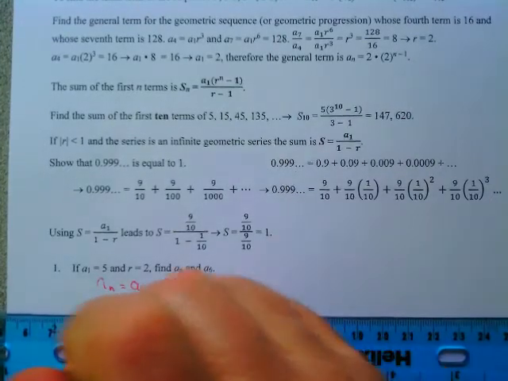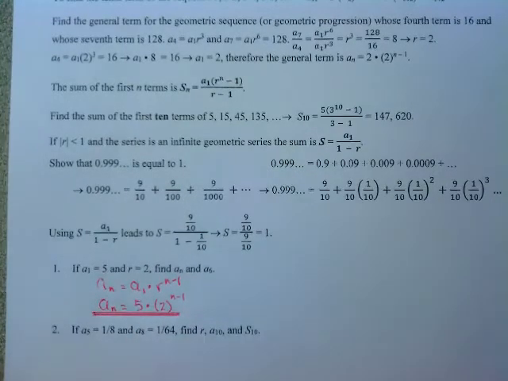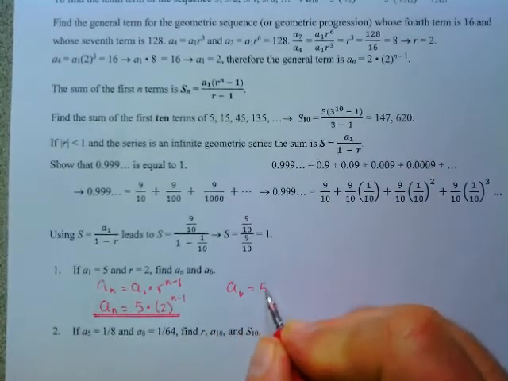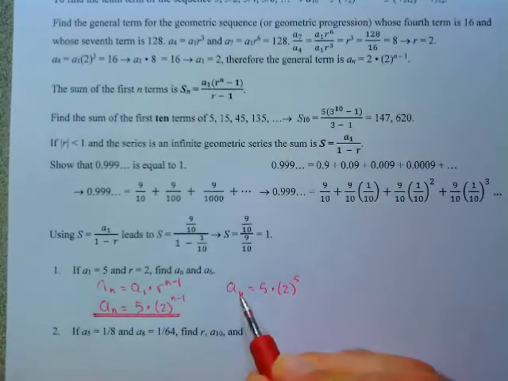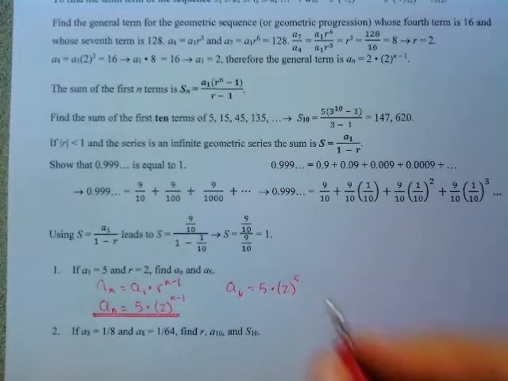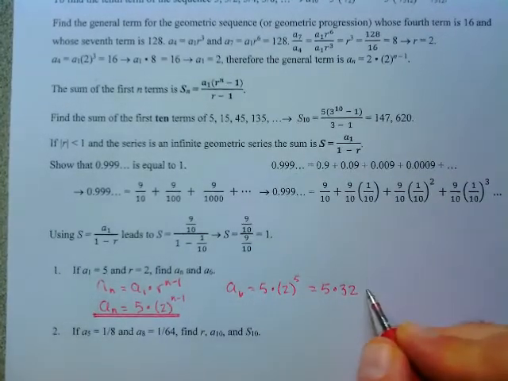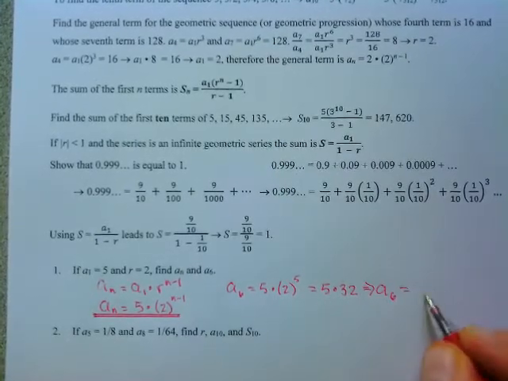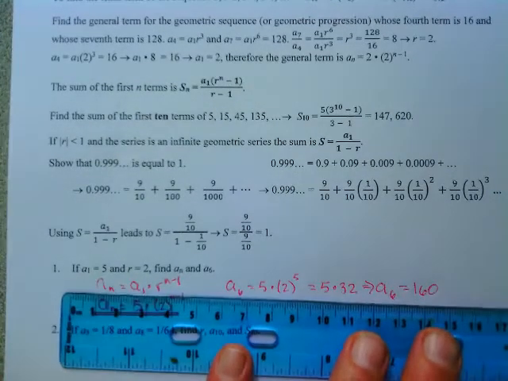I can't combine them any more than that because I've got to do the exponent first before I can do the multiply. Now, so what is a6? Well, a6 will be, again, 5 times 2 to the 5th power. Again, that exponent always has to be numerically 1 less than the subscript there. Well, this is 5 times 32. 2 to the 5th power is 32, which gives me then that a6 equals 160. And so I have my first problem.